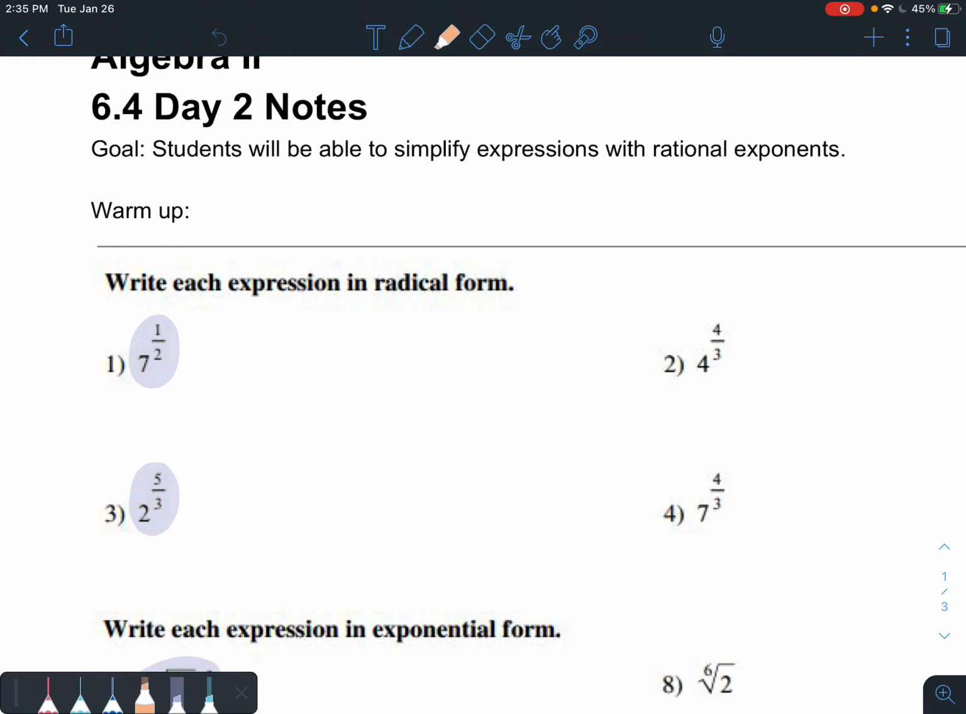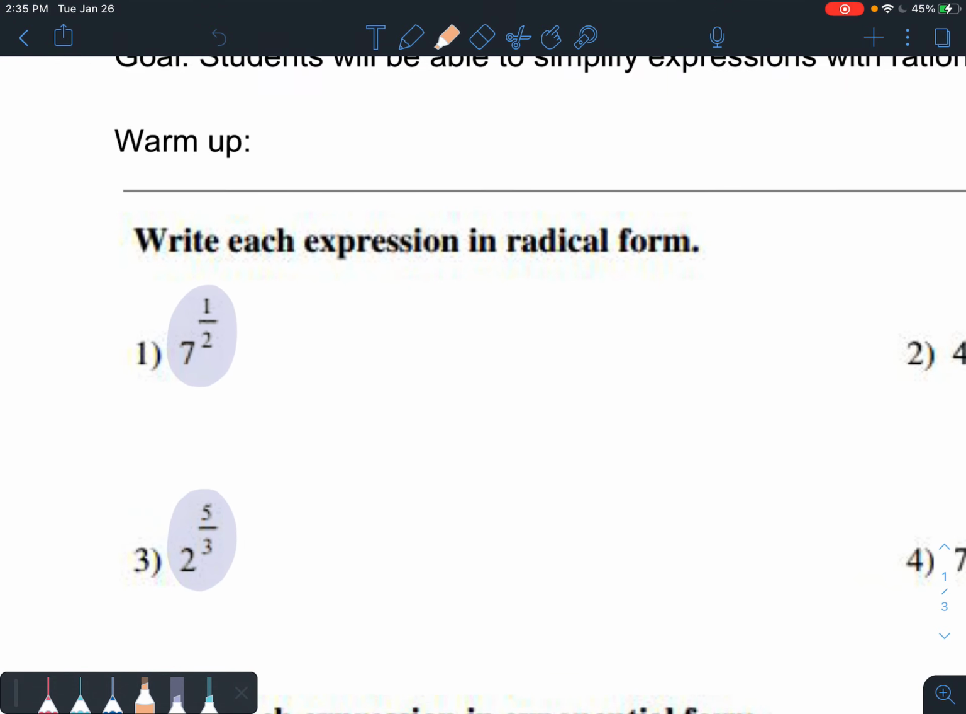Let's go ahead and start with some practice problems. So let's go ahead and write each expression in radical form. So 7 to the 1/2.